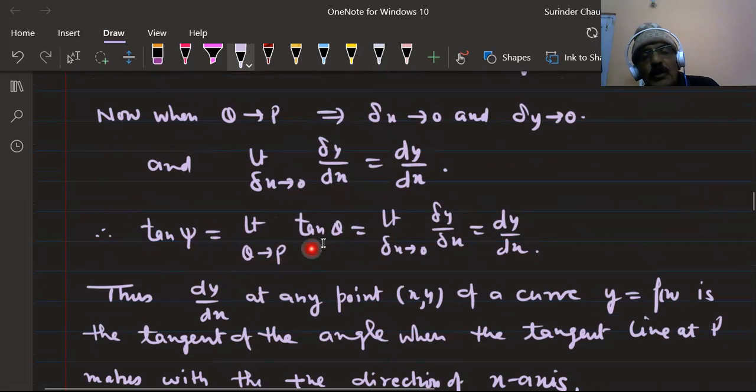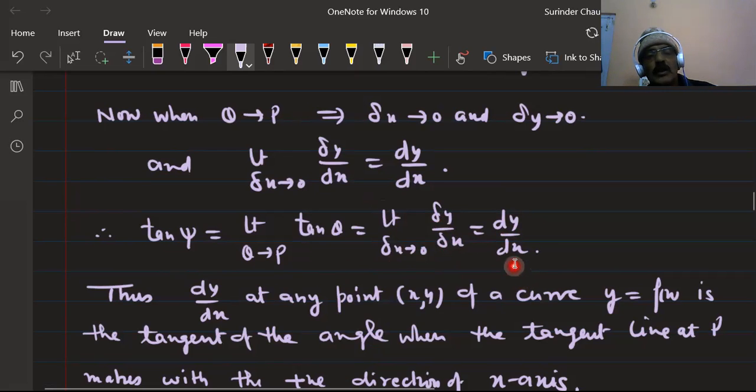As q approaches p, this secant will become tangent. And similarly, as q approaches p, delta x goes to 0. So this will be the limit as delta x goes to 0 of delta y upon delta x, which is equal to dy/dx.